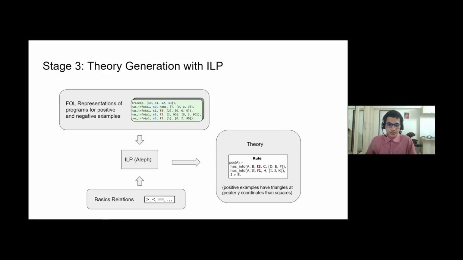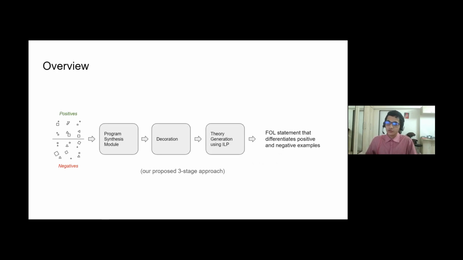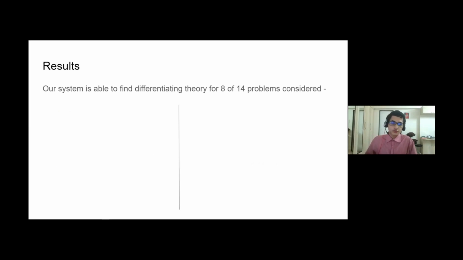I'll just take a couple more minutes and wrap the whole thing up quickly. So just a quick overview: we generate programs for the input images from a Bongard problem. We decorate them by extracting additional information, and we generate a theory on top of those that differentiates between the positives and the negatives. I'll just go over a few results.